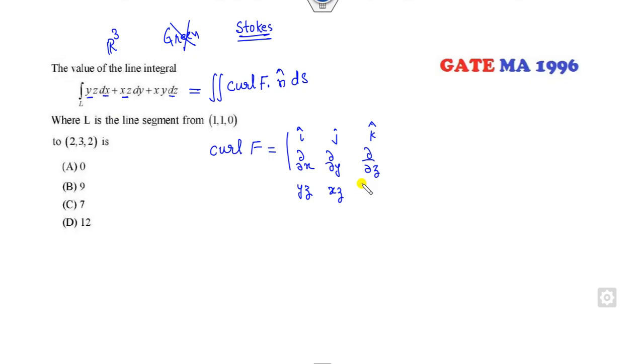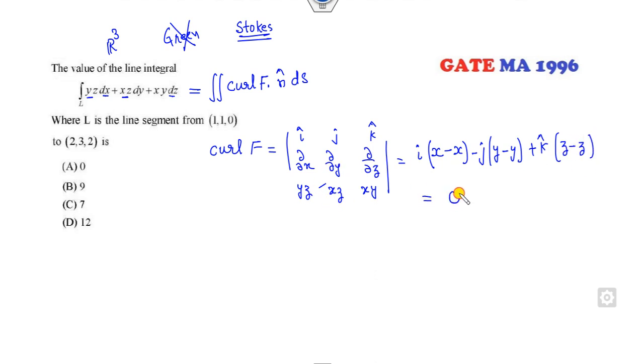Coefficient of the dz is xy. So what is that? It's i cap times the partial derivative of this, minus j times this with respect to x is y, and this with respect to y is again y, plus k cap. This with respect to x is z, and with respect to y is again z. So what is the answer of this? It's 0. Fine.